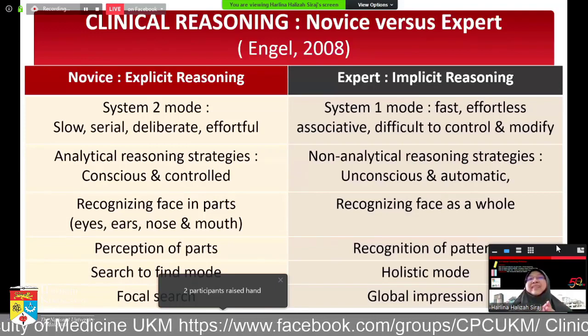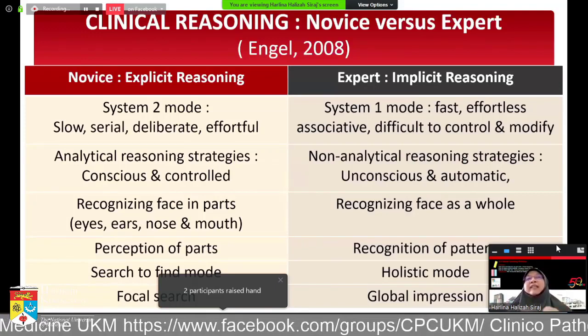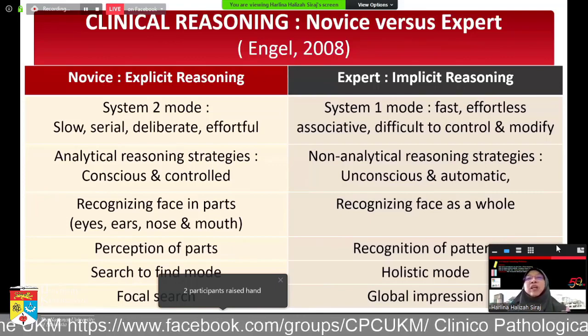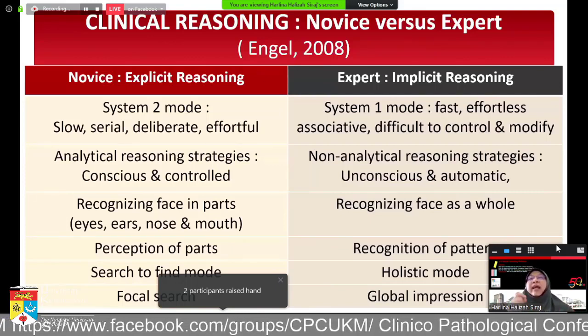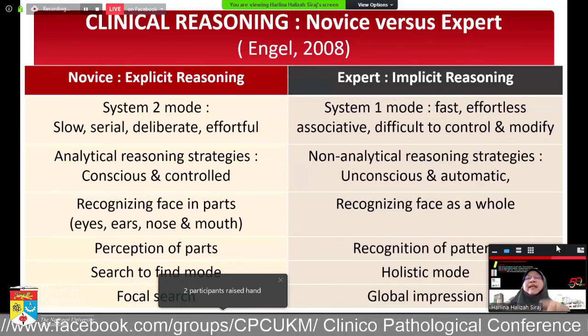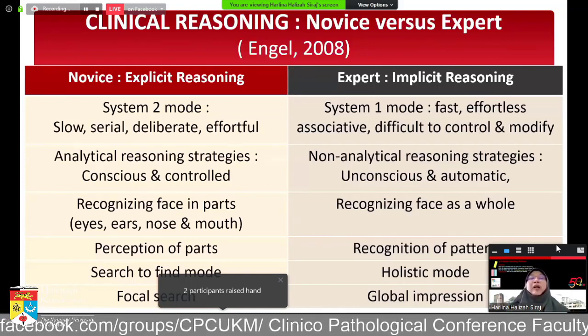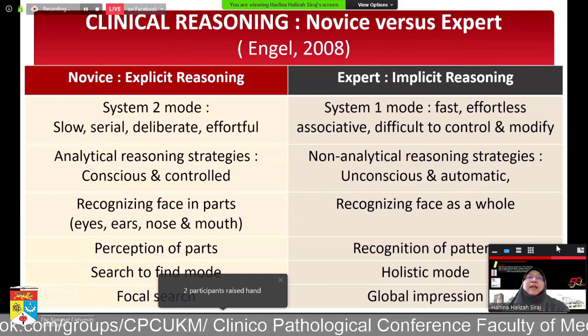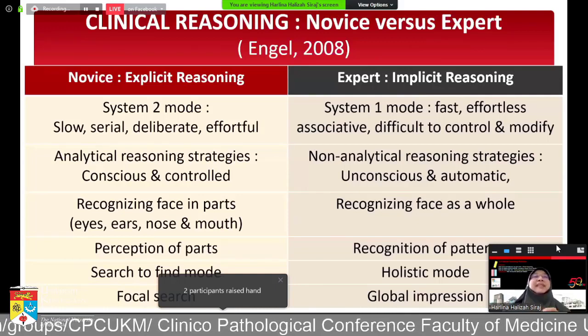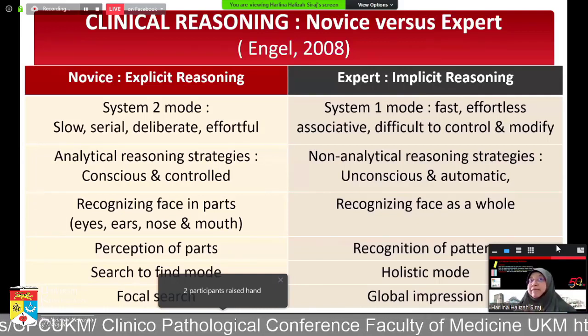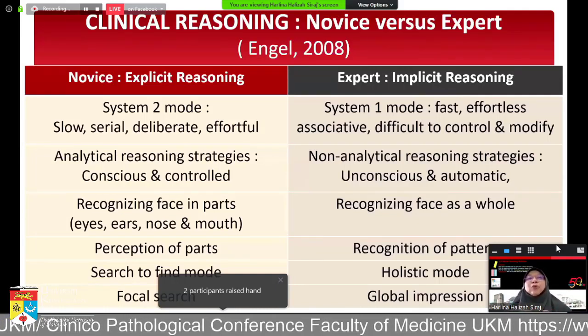They are mainly operating on system 2, which is the analytical reasoning strategy. They'll be holding the Oxford handbook, going around with the algorithm, and then it will click into a pathway, and then another flow chart. So this is basically slow, serial, deliberate, and effortful, very conscious and controlled.